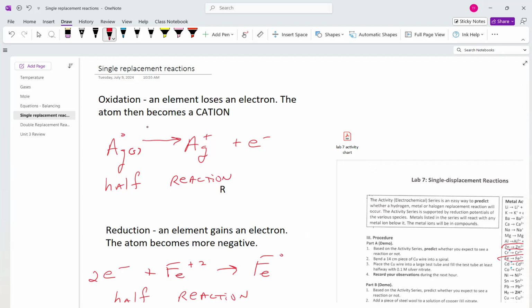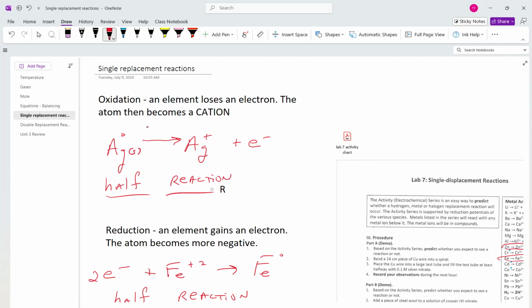If we lost 2 electrons, then the charge on the metal would be +2. Now, this is called a half reaction because whenever we have oxidation, we have to have simultaneously reduction. So in other words, when something's oxidized, it gives off an electron. Something's got to receive that electron. So we have a donor and a recipient.